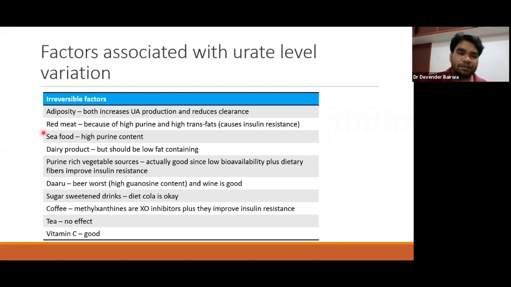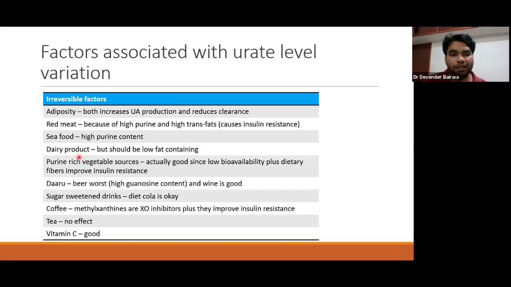Then red meat. Red meat has high purine content, and it also has high trans fats. When trans fats are there, they cause insulin resistance. In general, insulin sensitivity leads to increased uric acid secretion in the urine, so if insulin resistance is there, it will again lead to hyperuricemia. So these are two mechanisms via which red meat causes hyperuricemia. Seafood also contains a high amount of purine and can also lead to hyperuricemia.